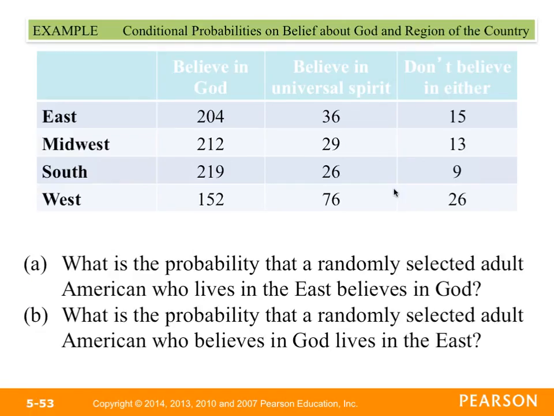So if we look at this, we have kind of a crosstab of very different regions of the country and their beliefs about God. So the first thing we want to answer is, what is the probability that a randomly selected adult American who lives in the East believes in God?